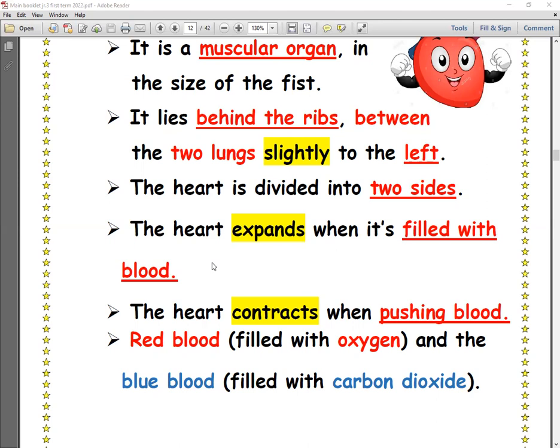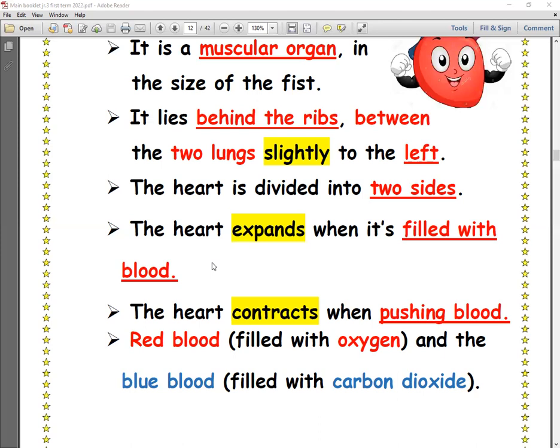I will say again, when I bring in a balloon and I start to put air inside the balloon, the size of the balloon becomes bigger. Yes or no? Yes. So the same thing happens in the heart. When the heart is filled with blood, the heart expands, becomes bigger. When I take the air out of the balloon, the balloon becomes very small. The same happens in the heart. When the heart starts pumping the blood to all the body, the heart becomes small.